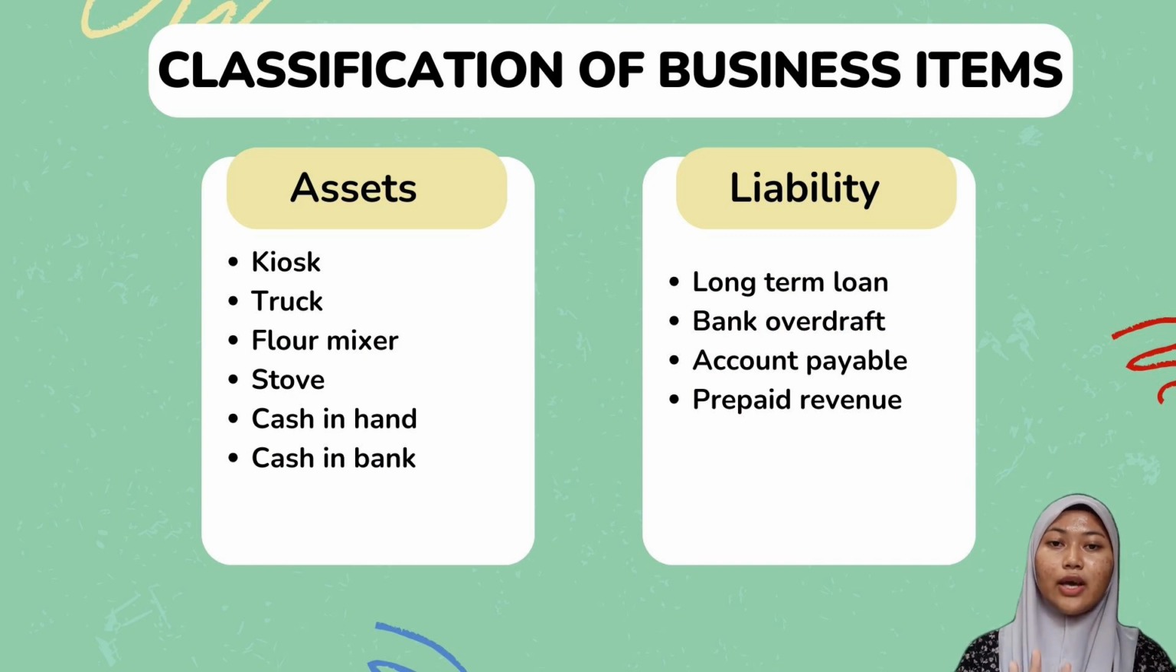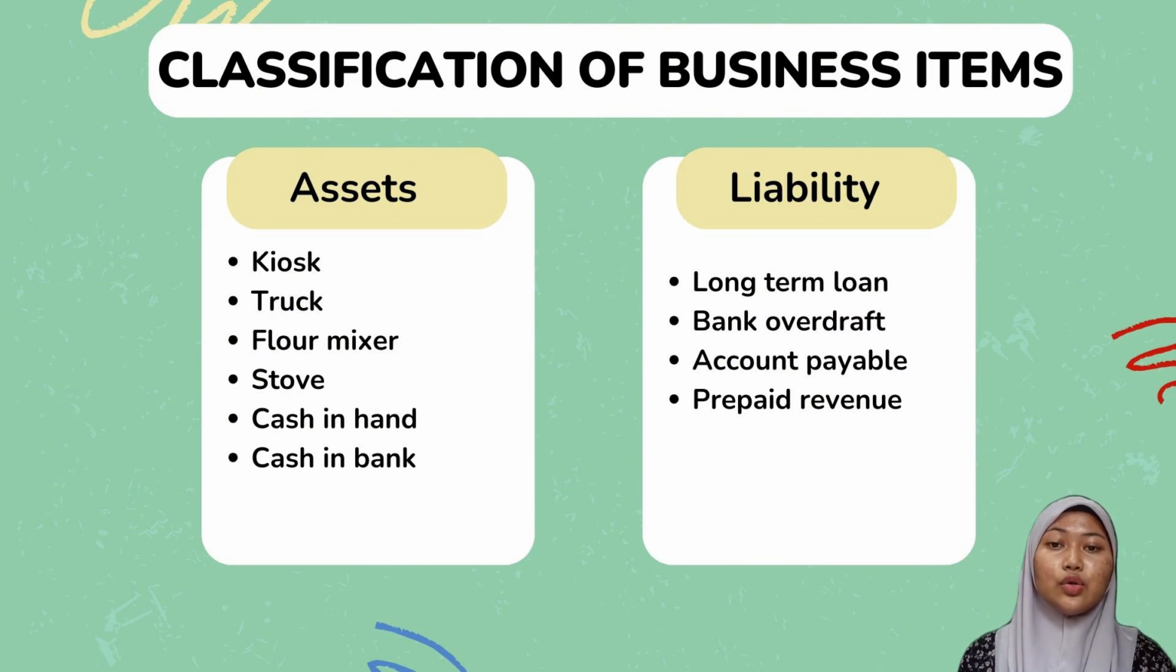Today, I will explain my part, which is classification of business items. There are 4 classifications of business items that we found in our assignment. Number 1 is asset. Asset can be defined as a resource owned or controlled by a business that has economic value and is expected to generate future benefits. Assets can be classified into 2 groups, which are non-current assets and current assets.